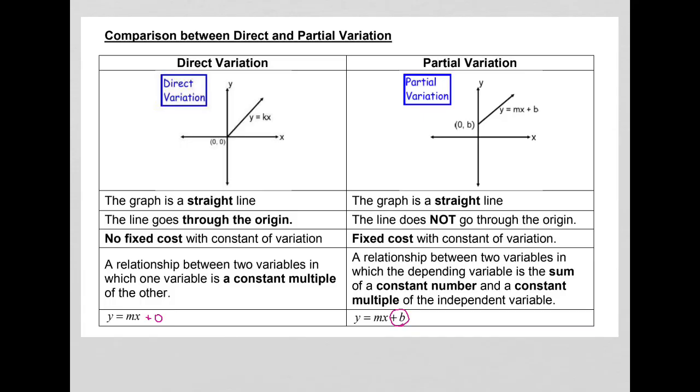So in summary, let's sum this up. Direct variation: straight line, goes through the origin. Partial variation: straight line, but does not go through the origin.